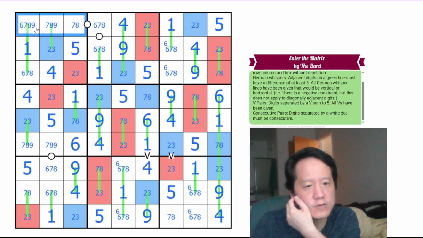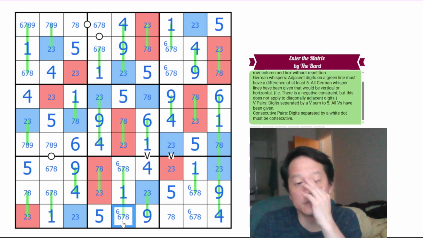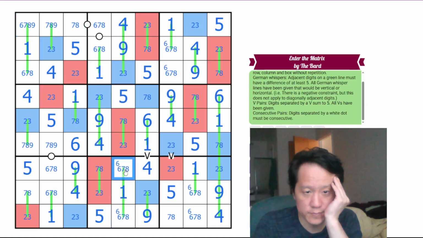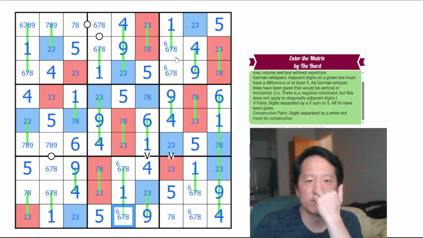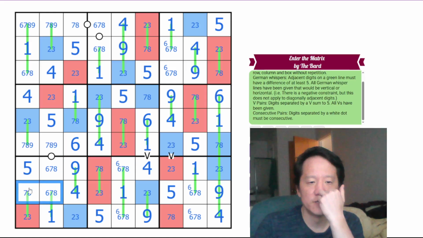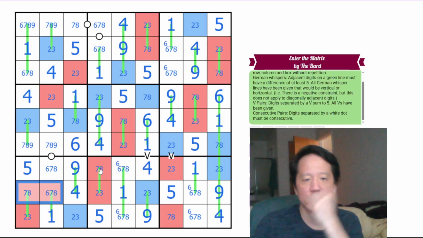Red has to be one of these 3. One of these is the blue 7 or 8. So this cannot be the blue 7 or 8. This is the red 7 or 8. So one of these is the blue 7. So one of these has to be the red 7 or 8 here. We're not sure which.